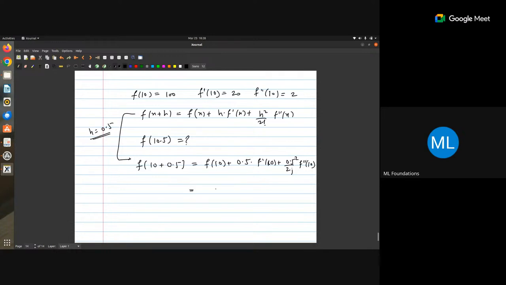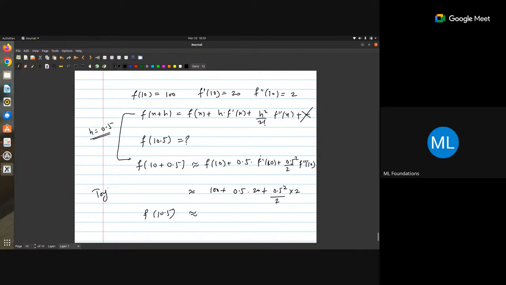So f of 10 is, and this is not the exact solution, this will be approximate. Why is this approximate? Because we have neglected the higher order terms. So f of 10 is 100 plus 0.5 times f dash of 10, which is 20, plus 0.5 square upon 2 factorial, which is 2, into 2. Just solve this, we get f of 10.5. Okay, this is how you have to solve a Taylor series.